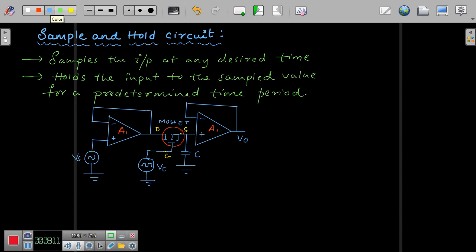All of you are noting down this circuit or not? Yes, sir. Okay. Please note down.